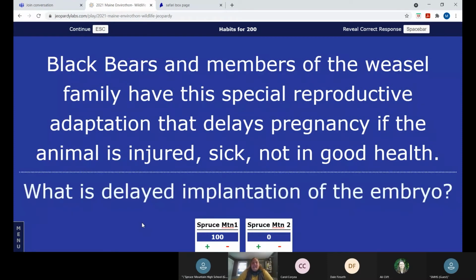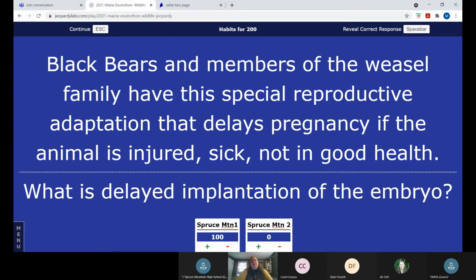So it's called delayed implantation. So if a bear in particular goes into the winter and it just has not had much luck putting on weight and finding enough food, and the individual is stressed, that embryo will actually delay implantation and will not develop until that bear is in a better condition of health. And in some members of the weasel family, that delayed implantation can last for many months, even 8 or 9 months before that pregnancy will take place.